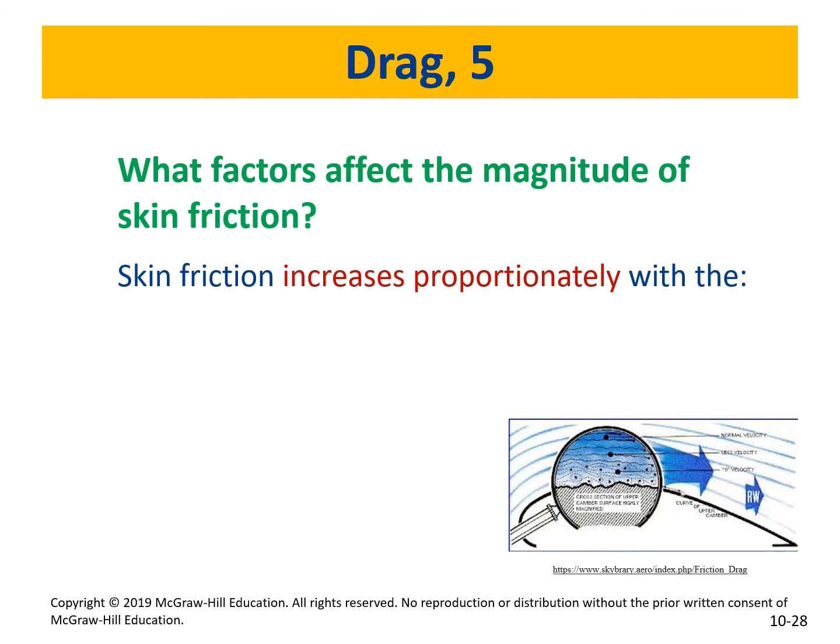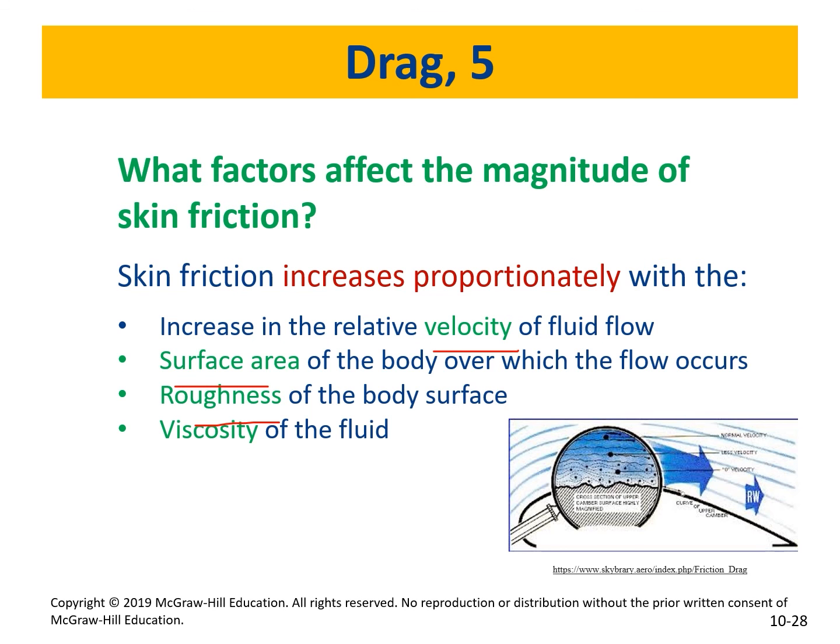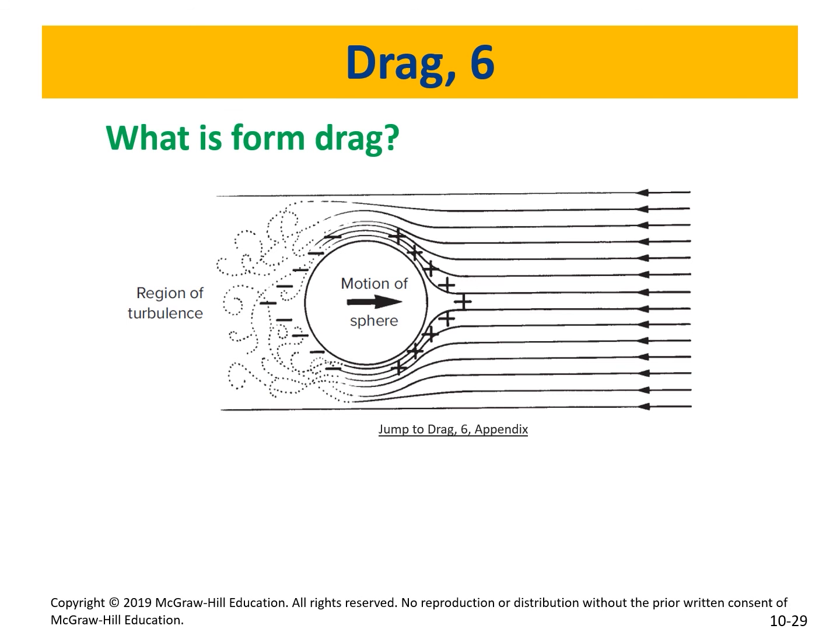Okay, so let me just finish this. What affects the magnitude of the skin friction or the skin drag? Increasing velocity, proportionally you'll have more friction. Increasing the surface area, you also have more friction. Roughness of the body surface increases the friction. And the viscosity of the fluid: the higher the viscosity, the larger the drag resistance generated. Drag. Are we good? So I will stop here today, and then we'll continue on Wednesday.